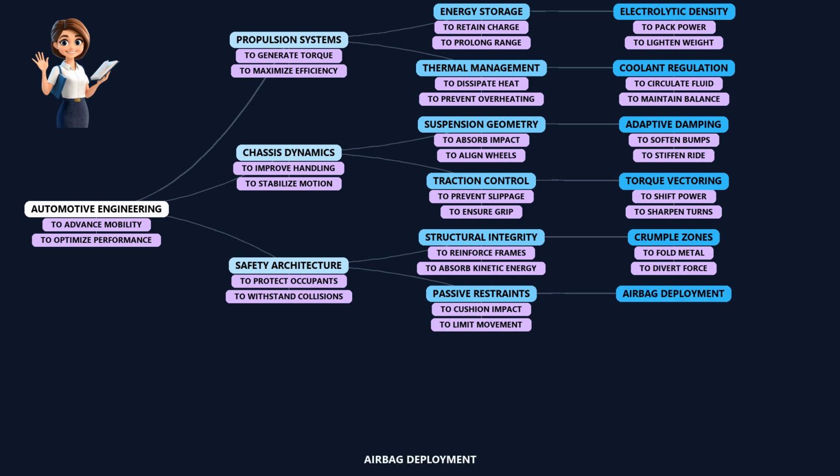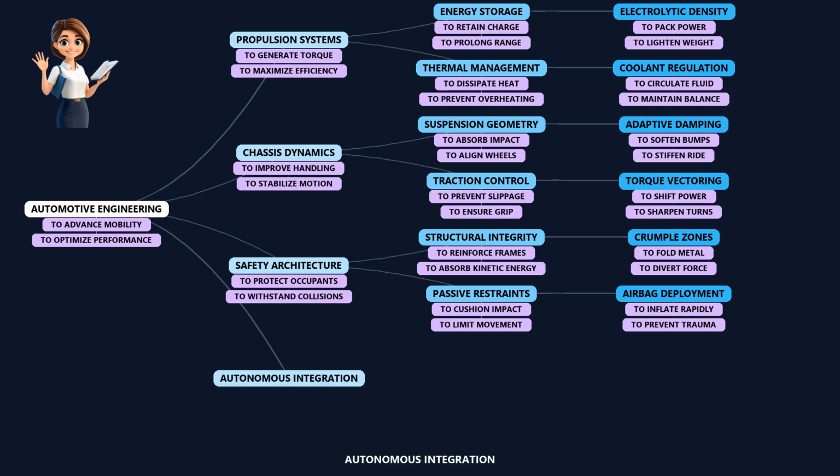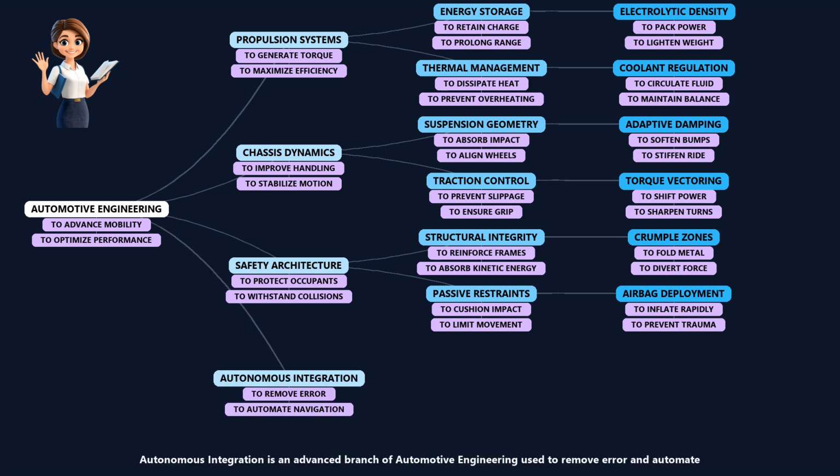Airbag deployment. Airbag deployment is a life-saving part of passive restraints that works to inflate rapidly and prevent trauma in milliseconds. To put it simply, a soft pillow pops out instantly to stop your head from hitting something hard. Autonomous integration. Autonomous integration is an advanced branch of automotive engineering used to remove error and automate navigation without a driver. Essentially, we are building cars that can see and drive all by themselves.